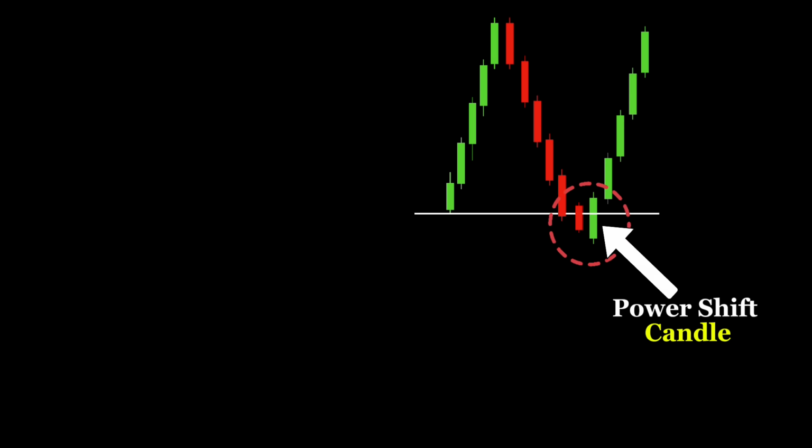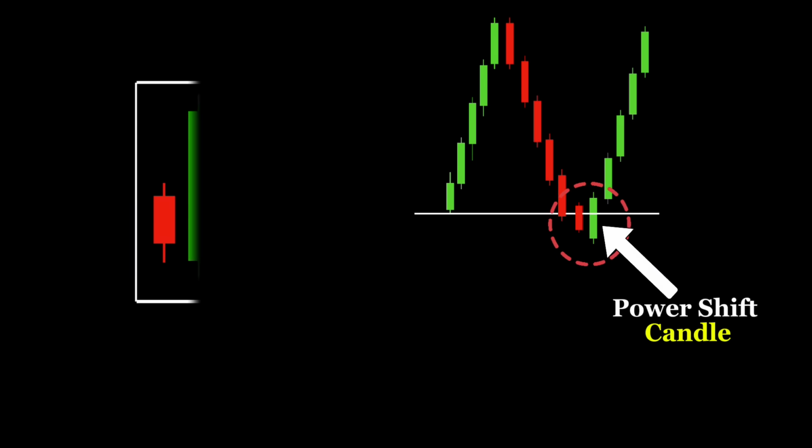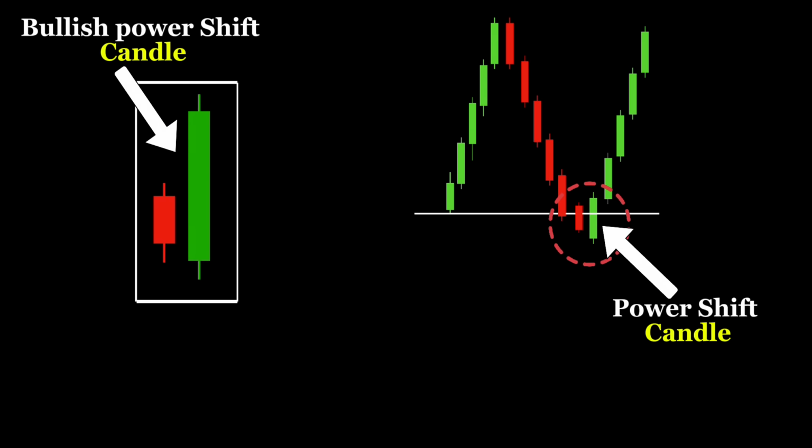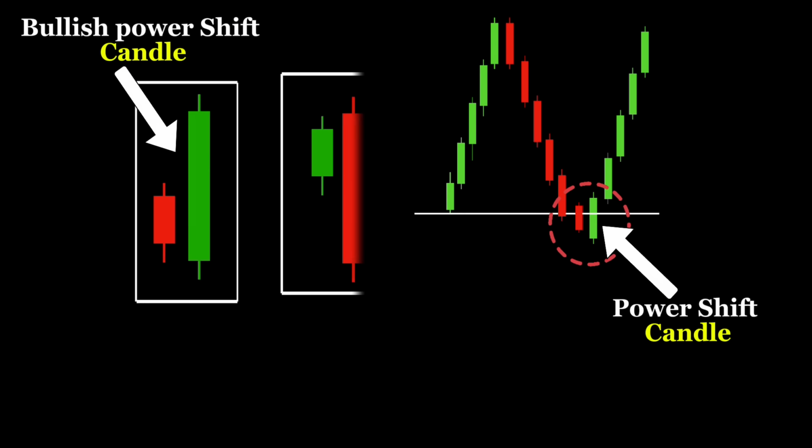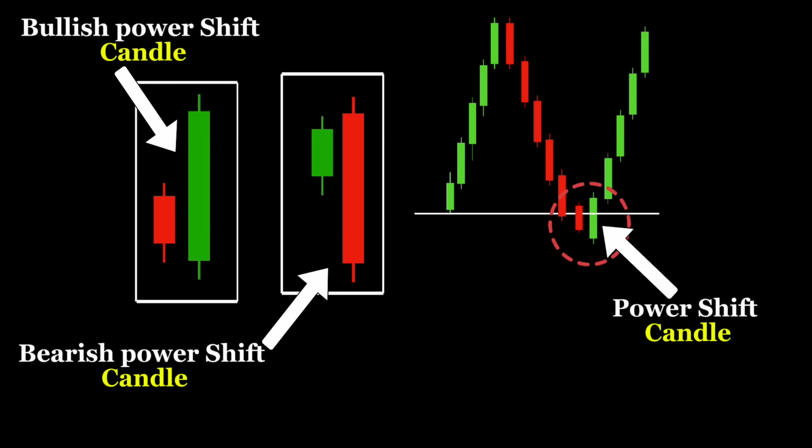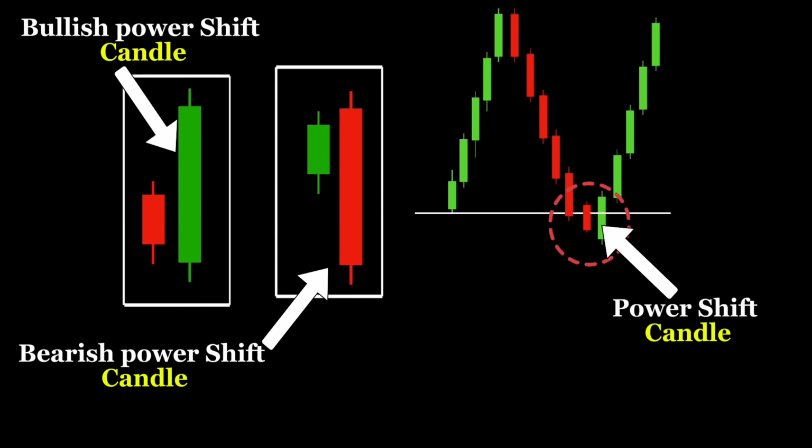The power shift candle is exactly what it sounds like. It marks the moment when control shifts from one side of the market to the other. Technically, it's a candle that completely engulfs the previous one. If it's bullish, it closes above the high of the previous candle, showing buyers just wiped out the selling pressure. If it's bearish, it closes below the previous candle's low, showing sellers just took full control.